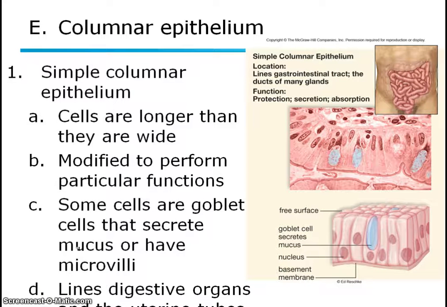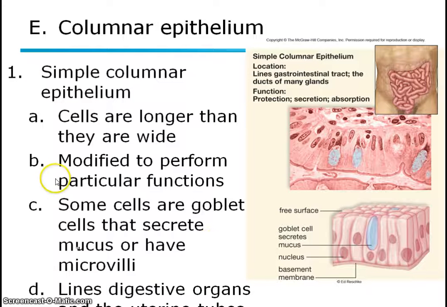Simple columnar epithelium is the next type, and these cells are longer than they are wide, so they're going to look like columns on a building up and down, and sometimes they're modified to perform specific functions. So you may see some cells called goblet cells. Right here you can see the cartoon version of it. Here you can see the actual photograph, and those are meant to secrete mucus. A lot of times it's mucus, and you're going to find them in digestive organs so that they will be secreting that mucus, or you may find them in the respiratory system as well.